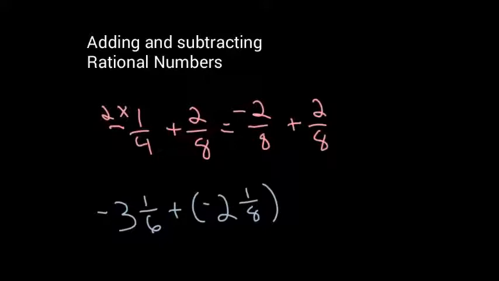Now, different signs, need to subtract, so 2 minus 2 is 0, so this would equal 0, because 0 over 8 is just 0.